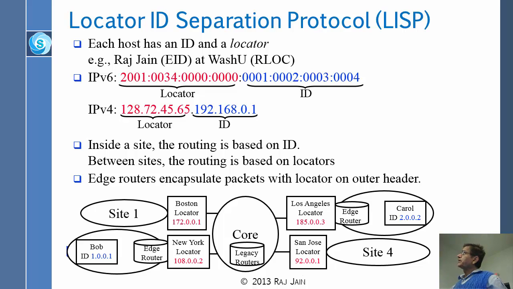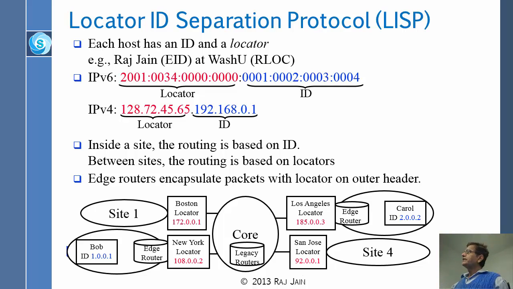Locator ID Separation Protocol. So each host has an ID and a locator. For example, my ID is here, Raj Jain, and I am located in Vashu today. Right? Last week I was located at some other place. So the ID does not change, but the locator changes.